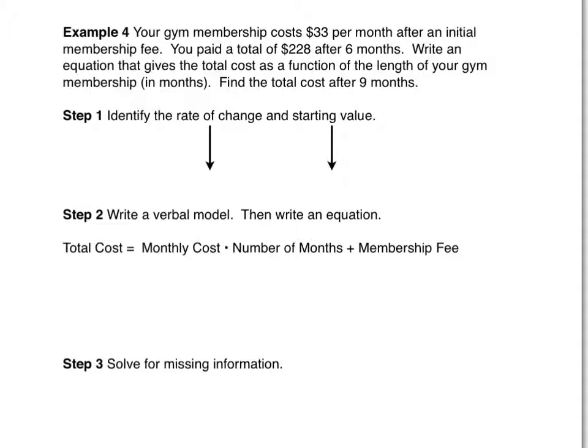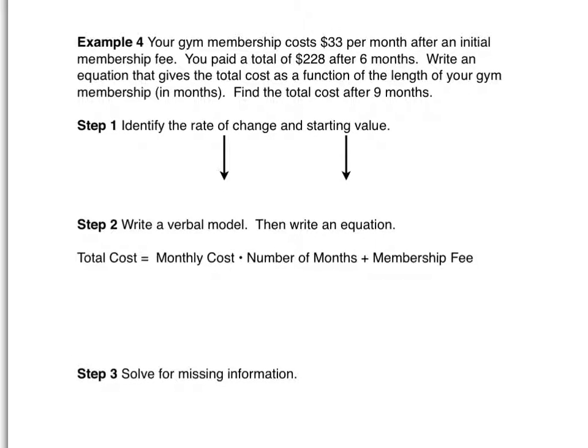It says your gym membership costs $33 per month. I'm going to write that down here. $33 cost per month. An initial membership fee after 6 months. So number of months is 6. You pay a total of $228. So here's what we have, and we need to figure out what the membership fee is.